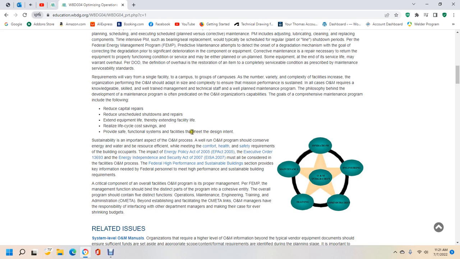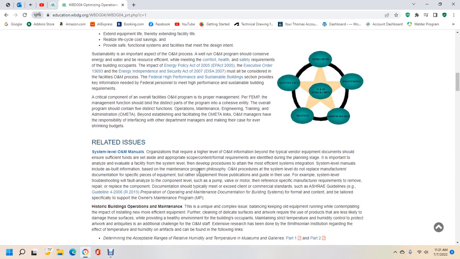Sustainability is important with operation and maintenance as well. The operation and maintenance program should conserve energy and water by being resource efficient while meeting the comfort, health, and safety requirements of the building occupants. The impact of the Energy Policy Act of 2005 and Executive Order 13693, along with the Energy Independence and Security Act of 2007, must also be considered in the facilities operation and maintenance program. The Federal High Performance Sustainable Buildings section provides key information for federal personnel to meet the high performance sustainable building requirements.